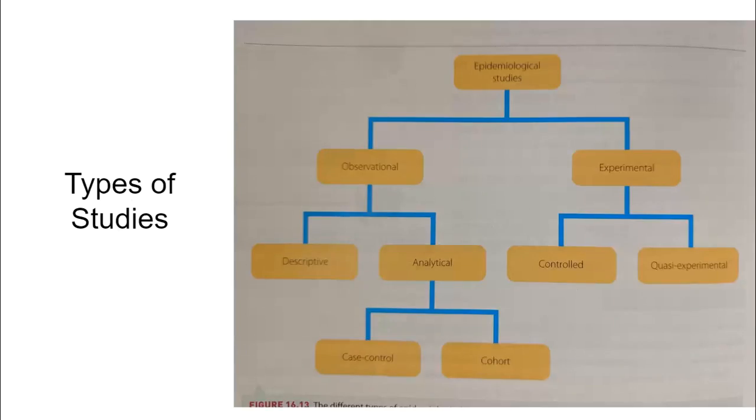So there are different types of studies. We can look at observational, experimental, and then from there we can see some other terms that are going to be given. And I'm going to go through, as best as I can in this video, the different types of studies that we can undertake if we are in fact undertaking an epidemiological study.